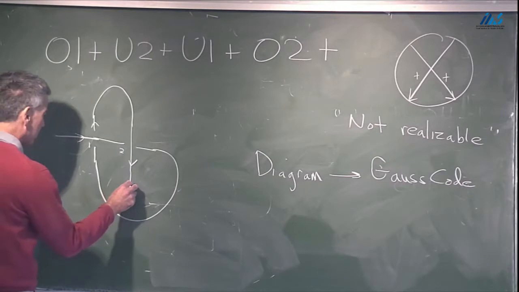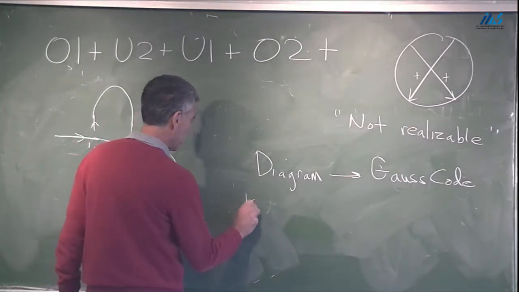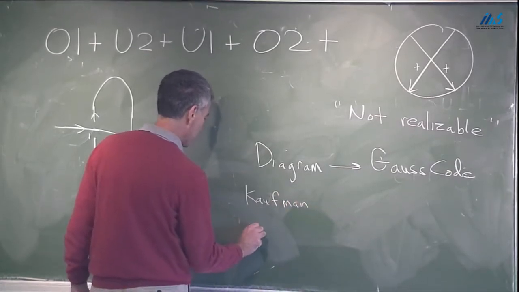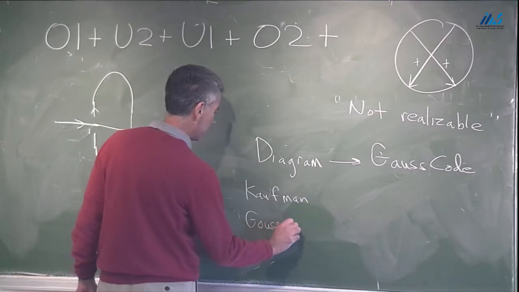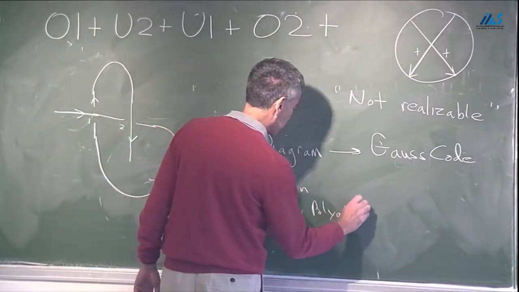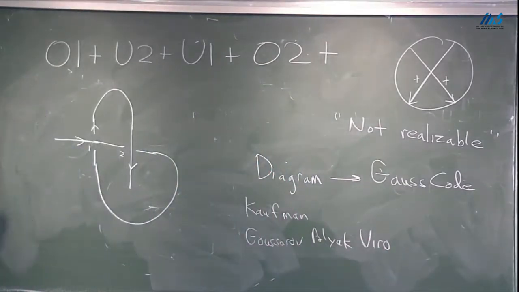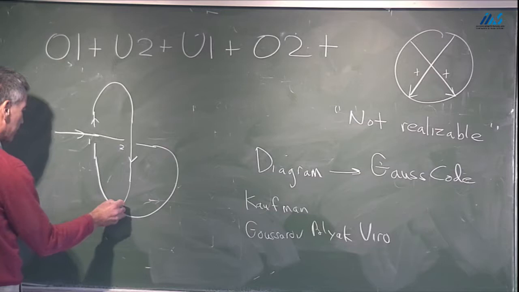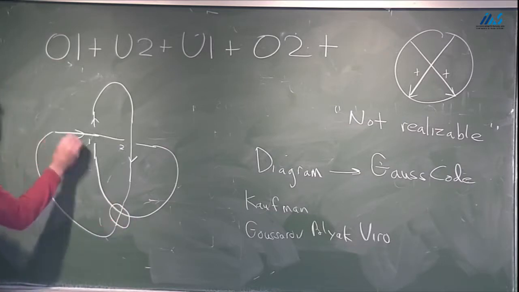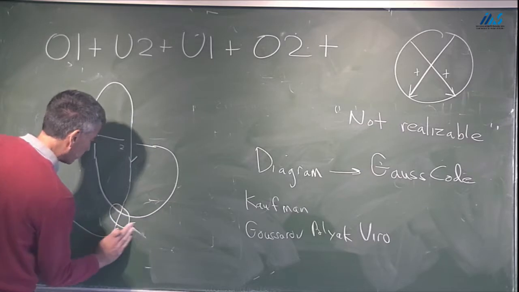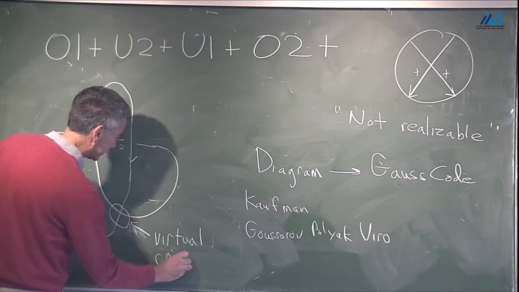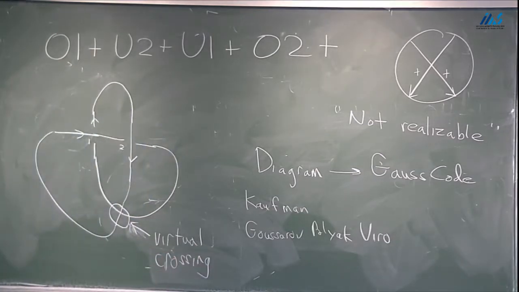Well, the idea that was due, about 15 years ago, to Kauffman and Gusarov, Polyak, and Viro, was to create a new kind of crossing. So far we have 2 kinds of crossings, over crossings and under crossings. So we'll create a new kind of crossing called a virtual crossing, which you draw like this. So we'll call that a virtual crossing. So you have to pretend that that's not there. That's the breakthrough.